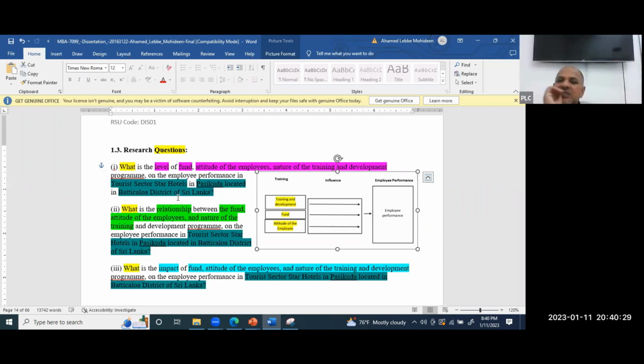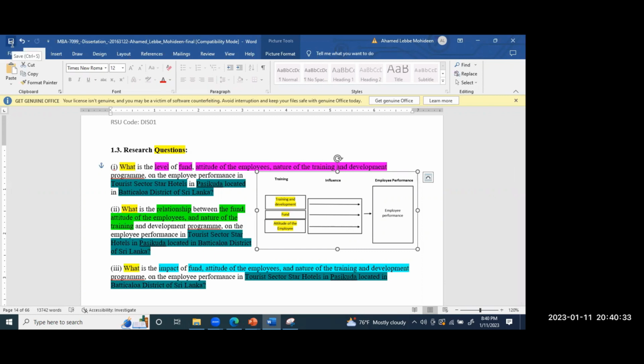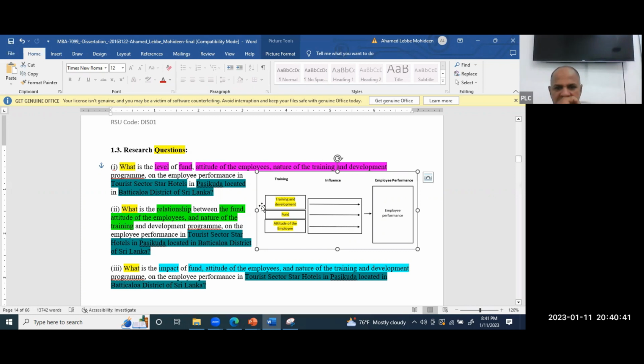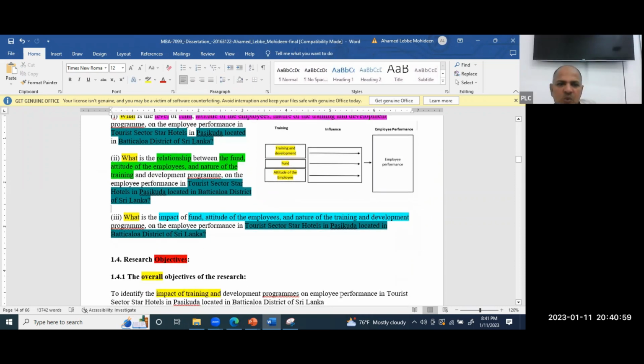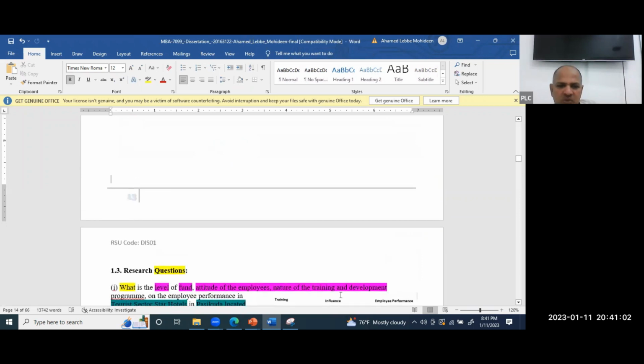How to write research questions? Is it clear now? Yes, sir. How I wrote my research questions: based on my conceptual framework. This is the model. My research model is this. Okay, clear?